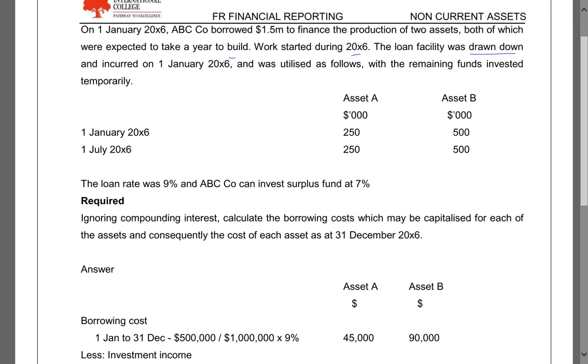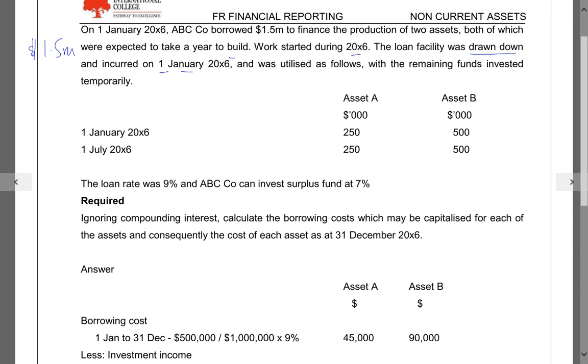So what do you mean by drawn down? It means that when the loan of 1.5 million is taken, the bank has already made a provision of 1.5 million for us. So we definitely must pay interest on the 1.5 million. We can withdraw anytime, any amount. It's already allocated for us. So the loan facility was drawn down and incurred on 1st, meaning we draw money on the 1st and it was utilized as follows.